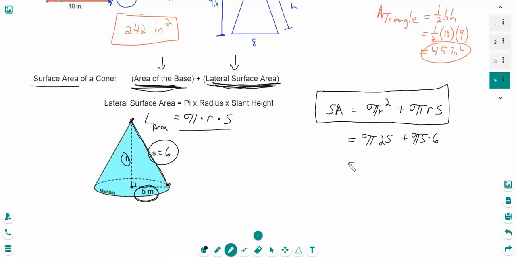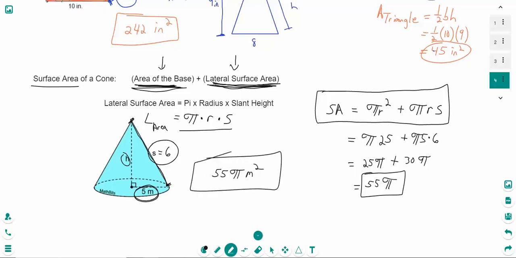And now we can just go ahead and multiply this out and then combine. So we have 25 pi, the proper way to write that, write the coefficient first, plus 5 times 6 is 30, 30 pi. So 25 pi plus 30 pi is going to be 55 pi. And that is going to be the surface area. All right, so it's 55 pi meters squared. Boom. There it is. All right.